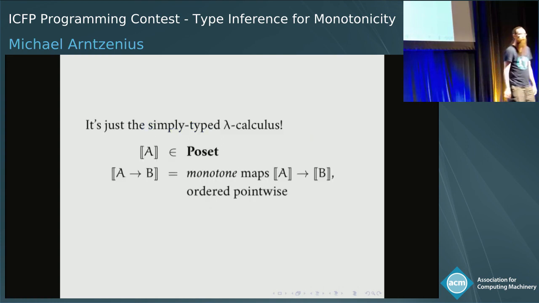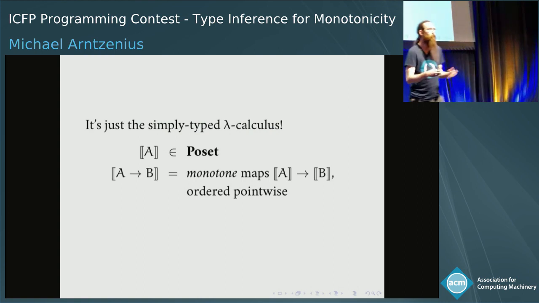This is going to be really short because you probably already know it. It's the simply typed lambda calculus. But you have to view it a little differently. So first off, in order to even make sense of what I mean by monotonicity, I have to interpret types as coming with a partial order on them. So that's easy enough, right?